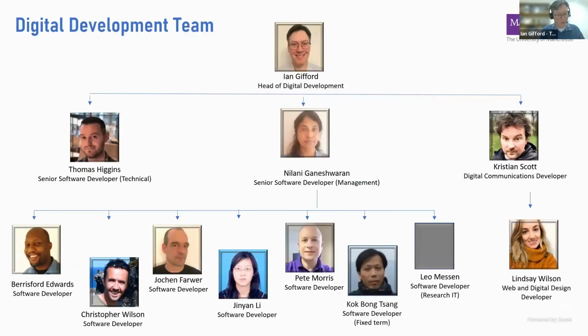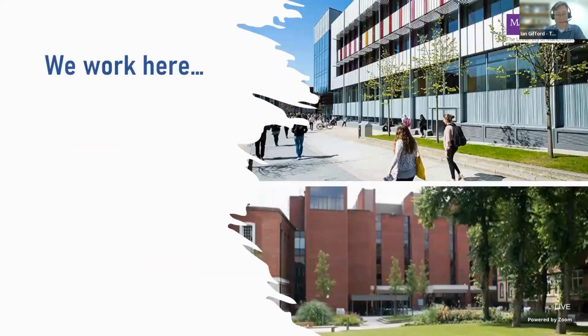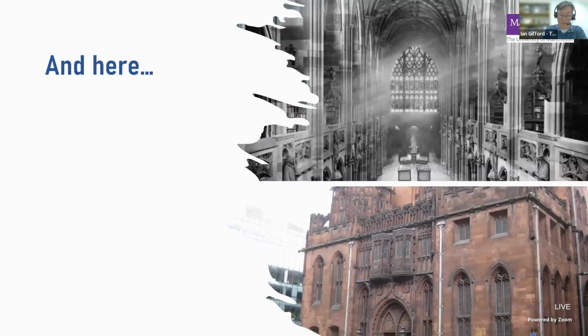We both work within an embedded development team at the University of Manchester Library. So that includes software developers, senior software developers, and digital communications specialists. The University of Manchester Library is one of only 5 national research libraries in the United Kingdom. We have 11 library sites serving 40,000 students and 13,000 academic and professional services staff.